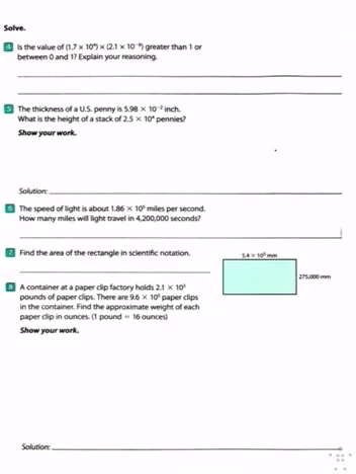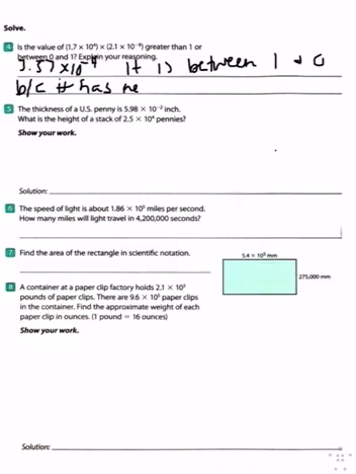Number 4, is the value of 1.7 times 10 to the 4th times 2.1 times 10 to the negative 8th greater than 1 or between 0 and 1? Explain your reasoning. So first you multiply 1.7 times 2.1 and you get 3.57. You're multiplying, so you add the exponents and get negative 4. It is between 1 and 0 because it has a negative exponent.